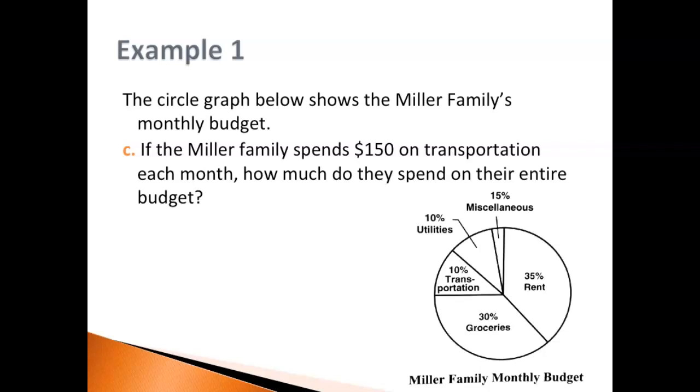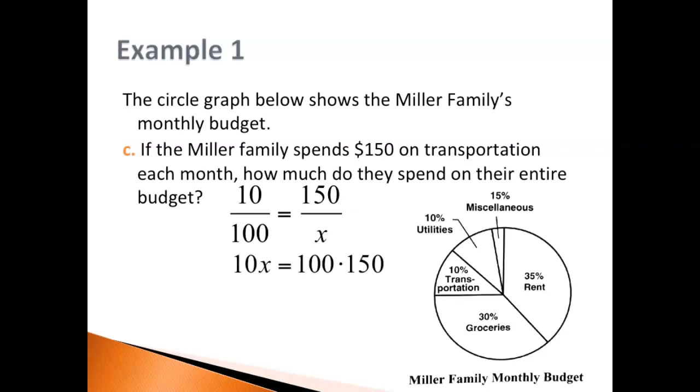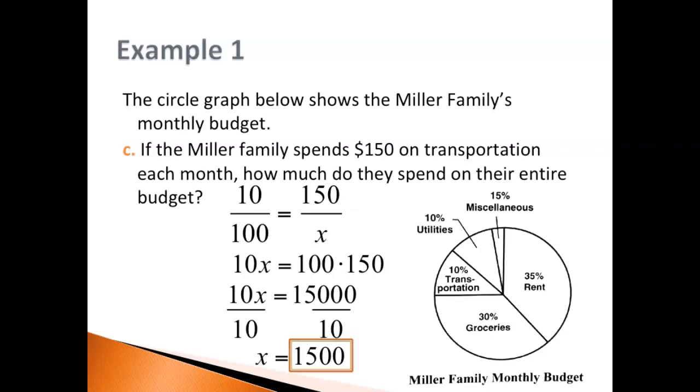All right, well, what percent do they spend on transportation? That looks like 10% from the circle graph. So I'm going to write 10 over 100 equals, and if they spend 150 and we want to know how much they spent on their entire budget, this would be 150 over x on the other side. Now we can cross multiply, so 10x equals 100 times 150, which would be 10x equals 15,000. Divide both sides by 10, and you get x is equal to 1,500. So how much do they spend on their entire budget? That would be $1,500.